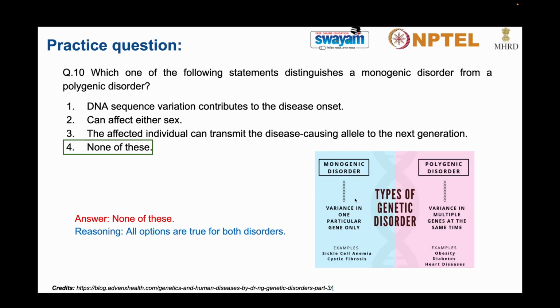So if we say monogenic disorder, then it is variation in one particular gene only, and examples are sickle cell anemia and cystic fibrosis, whereas in polygenic disorder, there is variance in multiple genes at the same time, and examples are obesity, diabetes, and heart diseases.